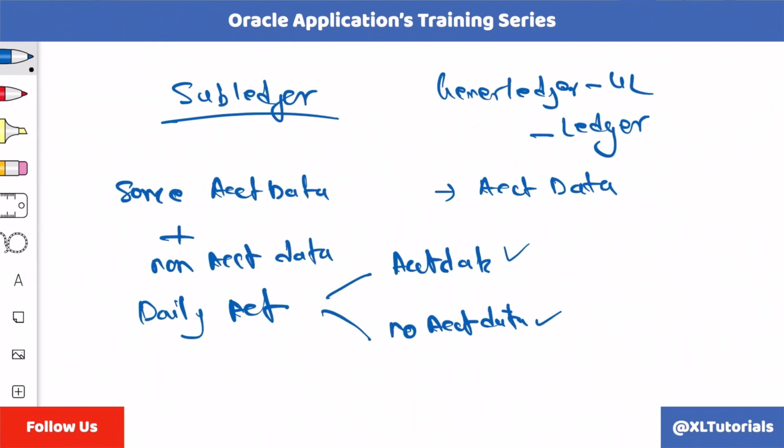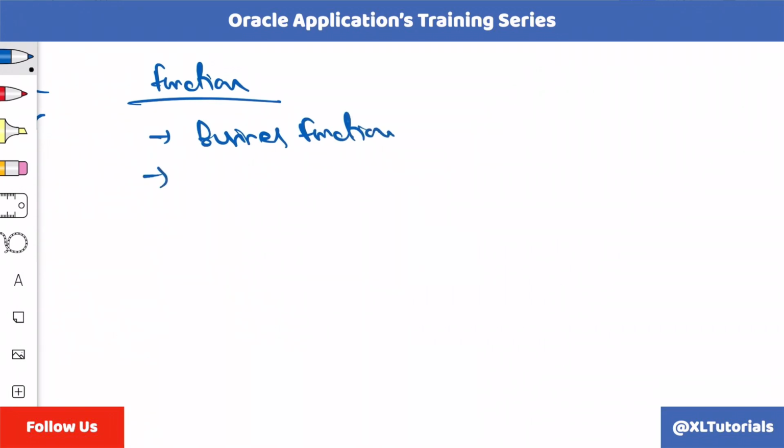All the business functions use different subledgers that are useful to them and record transactions. So the primary purpose of the subledger is to perform the business function that the subledger is supposed to do, and generate accounting data for the GL. That is what we record in the subledger.